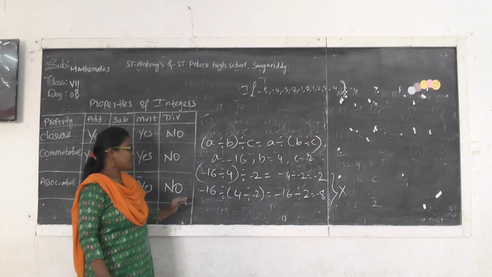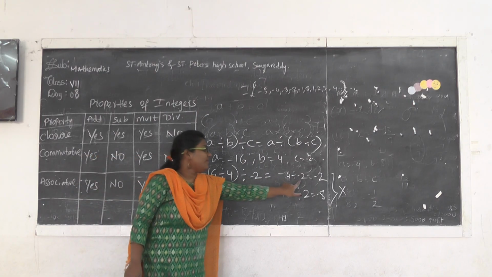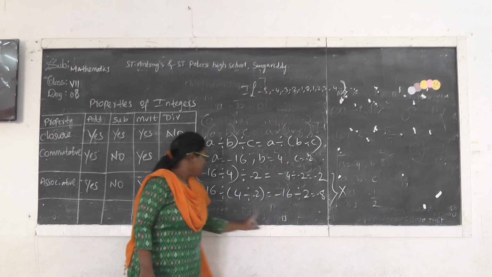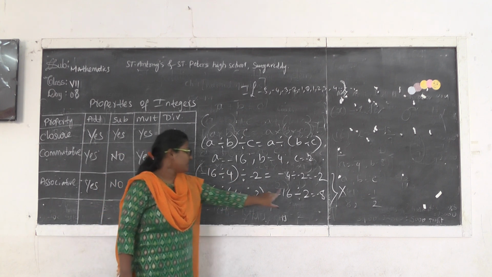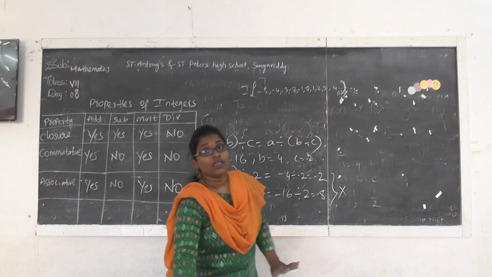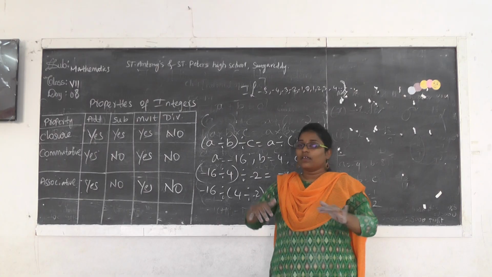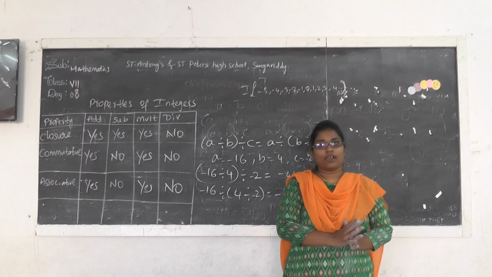Associative property does not satisfy under division. So this is the property. Let us solve problems based on this briefly in the next coming session. Thank you.